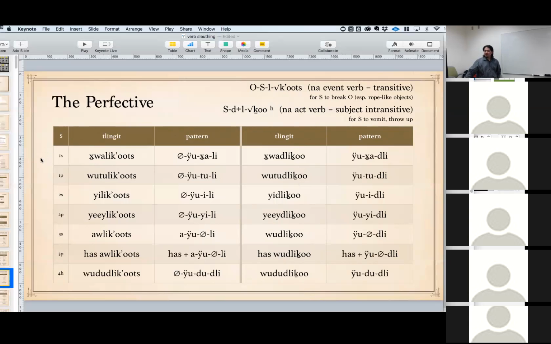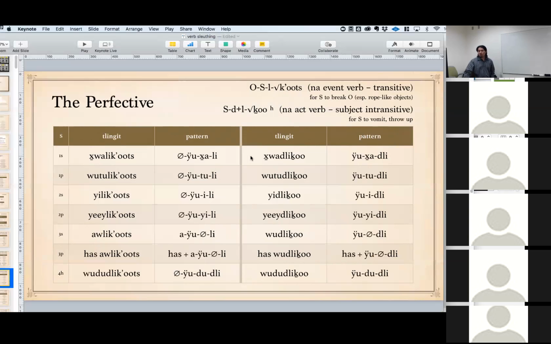Okay. Breaking rope-like objects, and then we also have barfing. Khwashik oots. Wutushik oots. Yishik oots. Yishik oots. Aushik oots. Hasaushik oots. Wududlik oots.